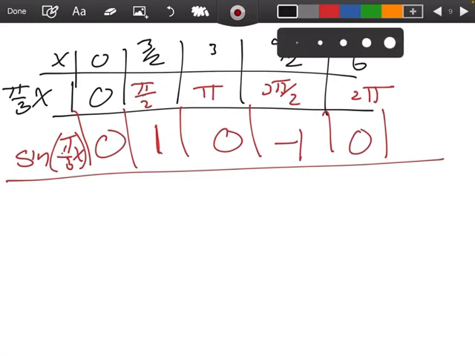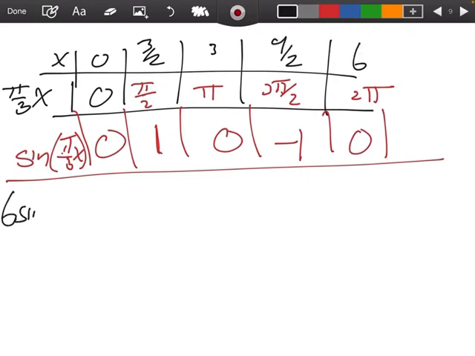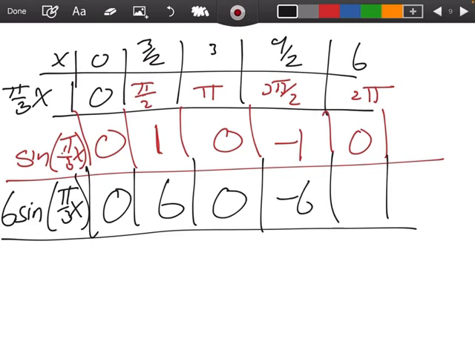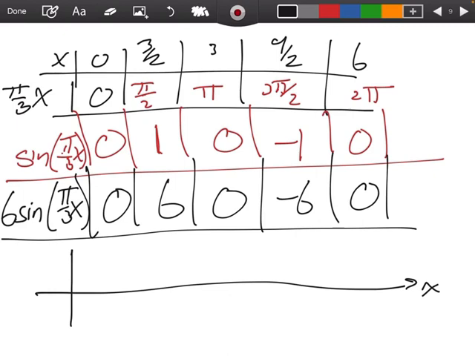And then the equation we were trying to draw now has a 6 in front of it. And so now all I'm going to do is multiply each of those numbers by 6. So that's still 0, that's 6, 0, negative 6, and 0. So now when I draw my graph, I'm going to do this kind of freehand here. So I have 0, I have 3 over 2, I got 3, I got 9 over 2, and I got 6.